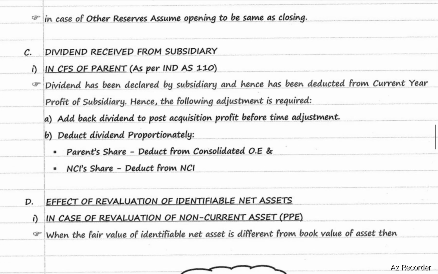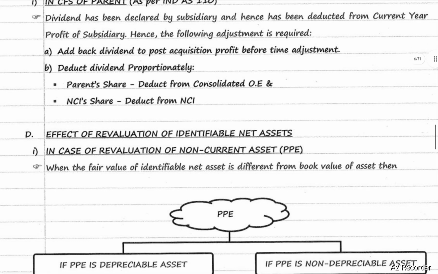Dividend received from subsidiary. In CFS of parent as per Ind AS 110, dividend has been declared by subsidiary and hence has been deducted from current year profit of subsidiary. Hence the following adjustment is required. Add back dividend to post-acquisition profit before time adjustment. Deduct dividend proportionately. In case of parent share, deduct from consolidated other equity. In case of NCI share, deduct from non-controlling interest.